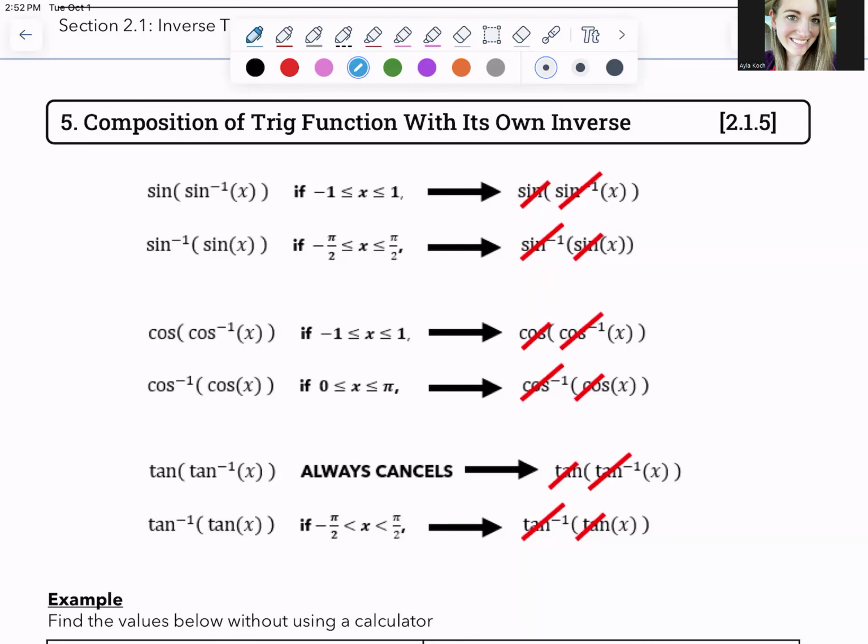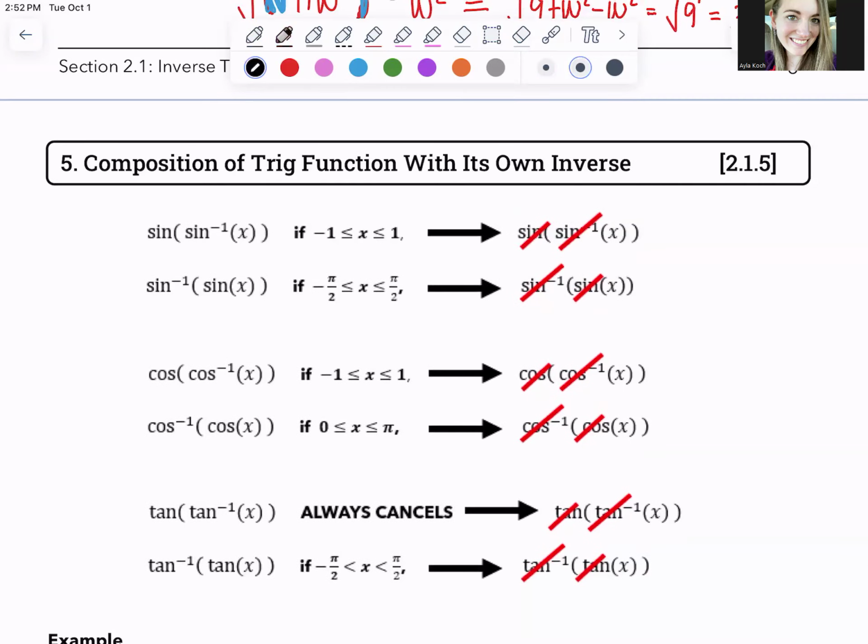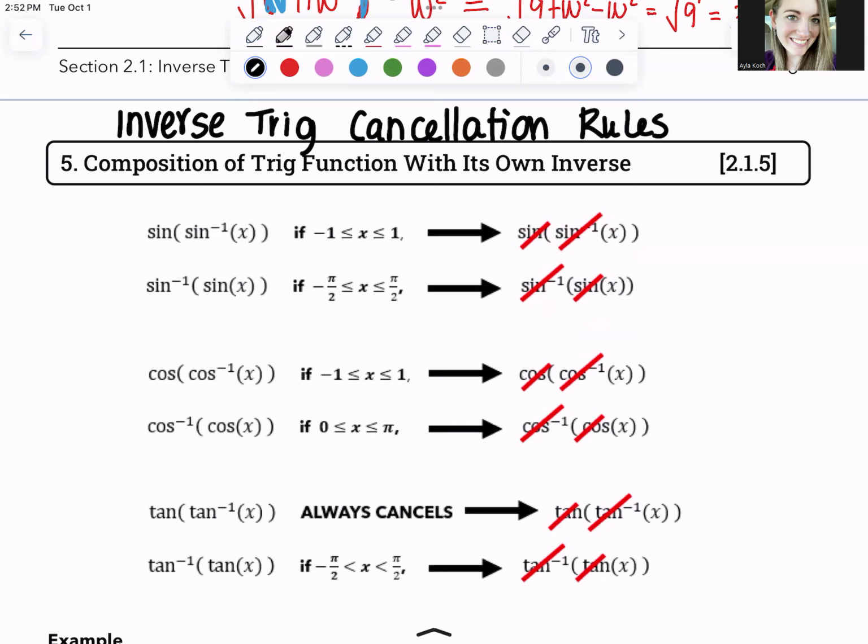Composition of trig functions with their own inverses. Another way you could look at this section is this is really inverse trig cancellation rules. And I can never remember if cancellation has one or two L's. But I'm not an English major, so this is what you get.